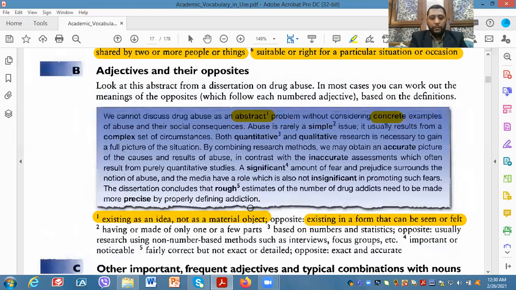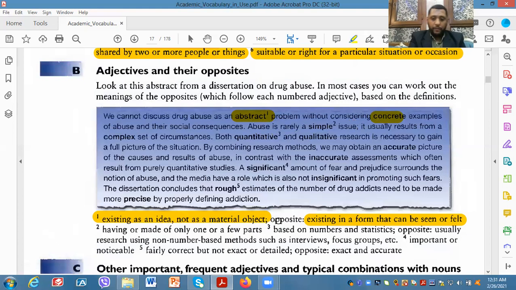I guess now, by giving all these examples, the difference between abstract and concrete is clear. So again, abstract means existing as an idea, not as a material object.